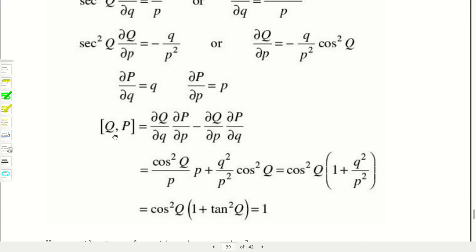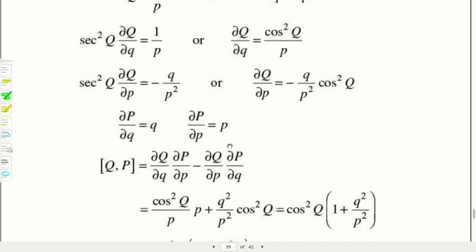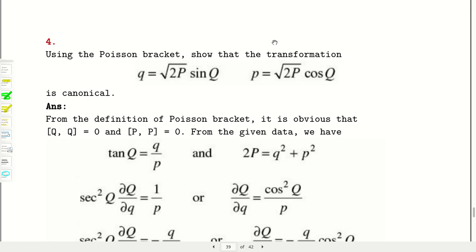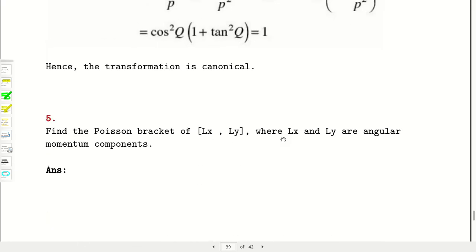So the commutator bracket of q and p is equal to 1 means the transformation is canonical, because in the old coordinates the Poisson bracket of q and p is equal to 1, and in the new coordinates the Poisson bracket of Q and P should also be 1. This term is 1, this term is 0, so those two Poisson brackets are equal, and by the definition of canonical transformation, the aforementioned transformation is a canonical one.